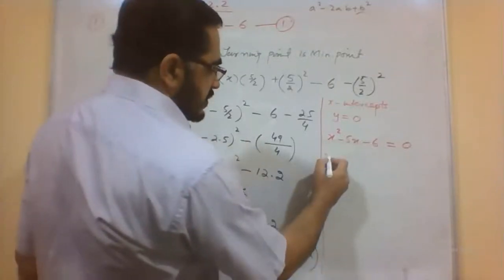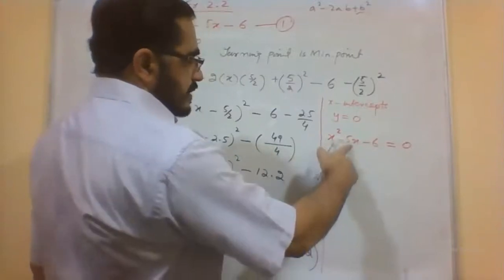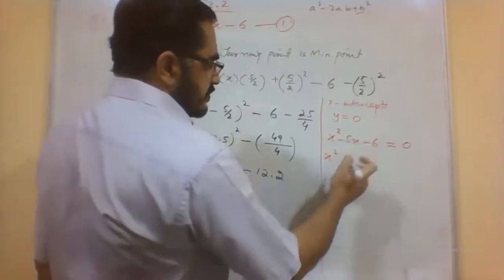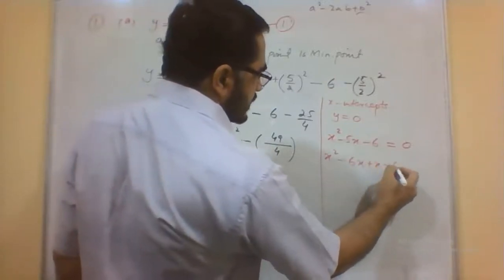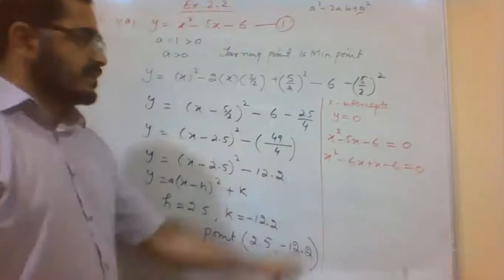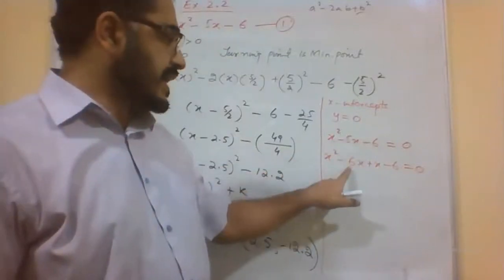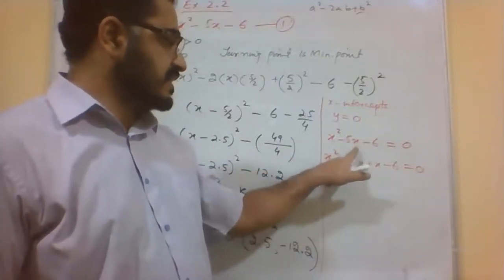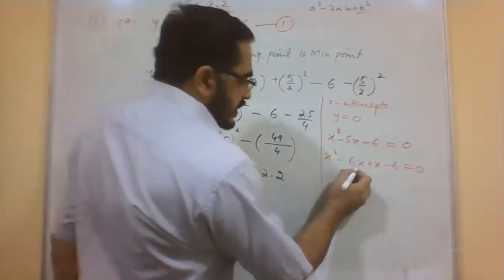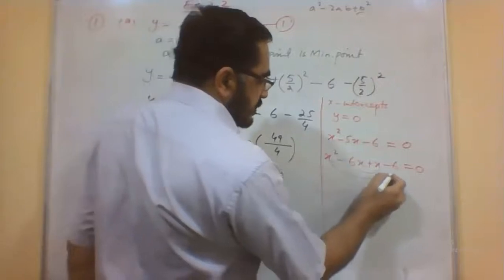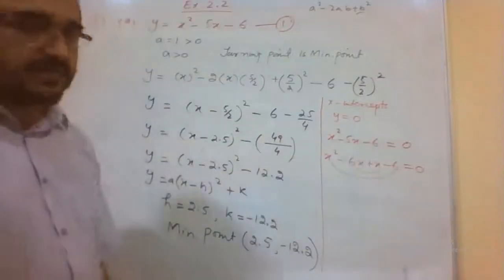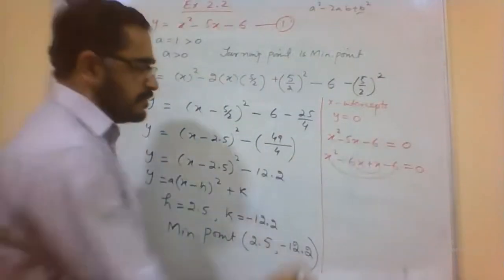How can we break this middle term? Here the middle term is minus 5x, and then minus 6. We can do it like this: x square minus 6x plus x minus 6 equals 0. This minus 5x is minus 6x plus x. When you take the product of the middle two terms, it should be equal to the product of the first and last terms. This is the way to break the middle term.